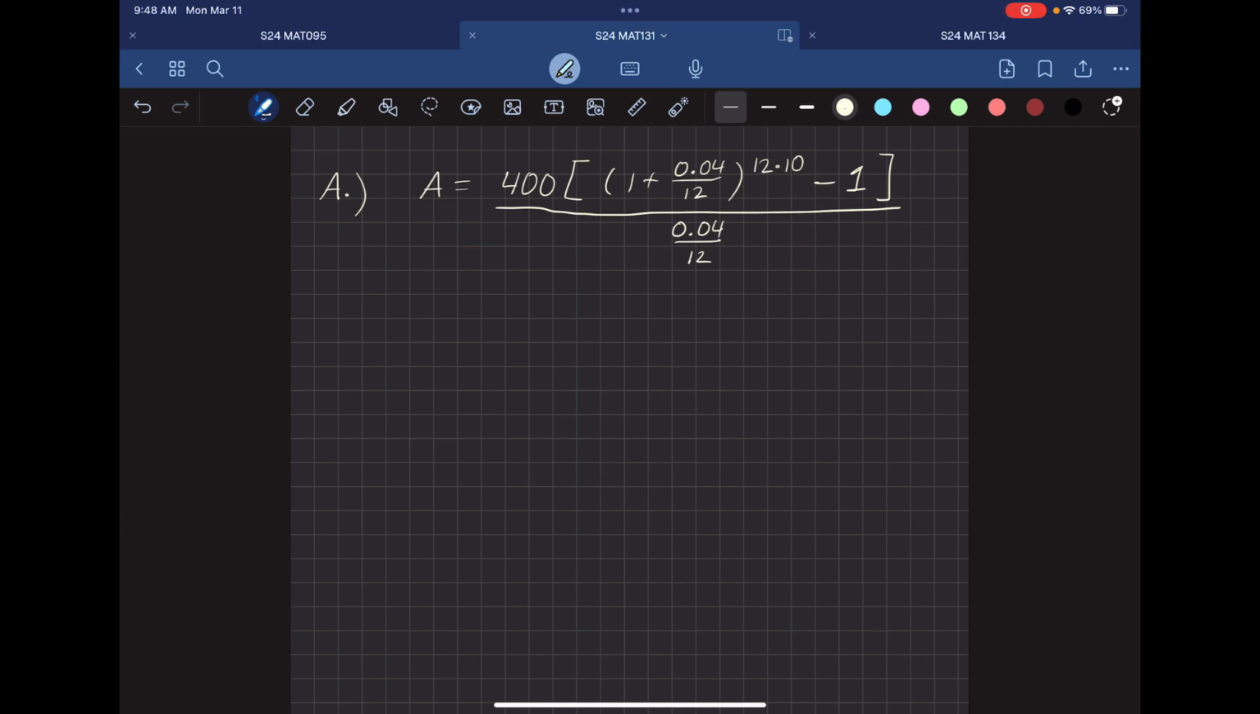And this we can go ahead and type into our calculator. You might want to do it step by step. You should end up getting $58,899.92. So basically, we have that amount in our account at the end of the 10 years.